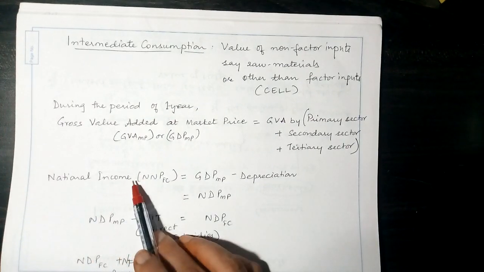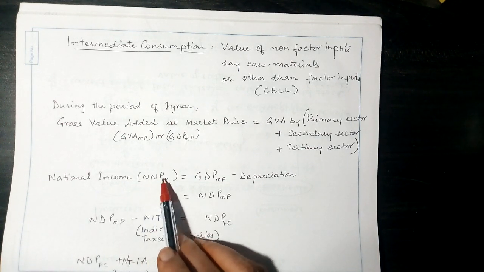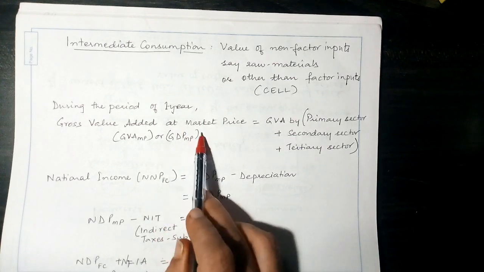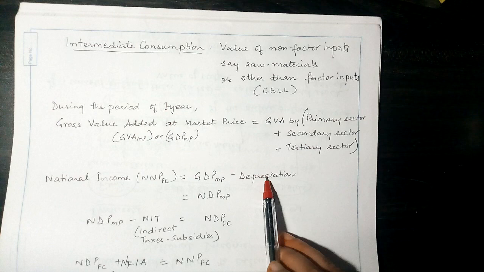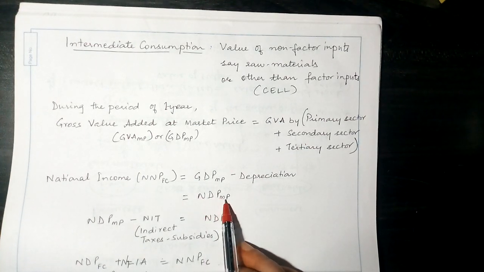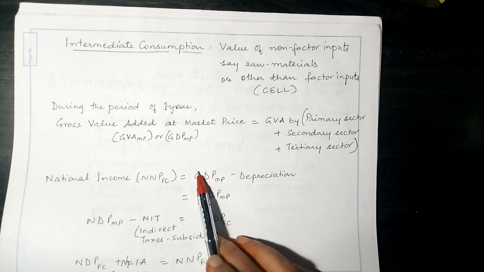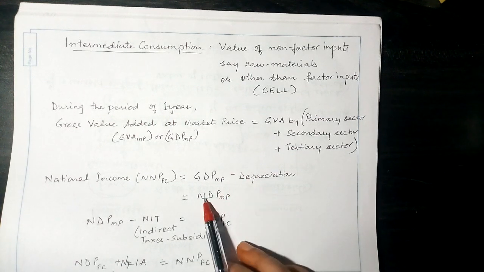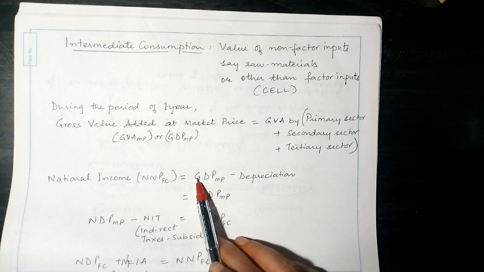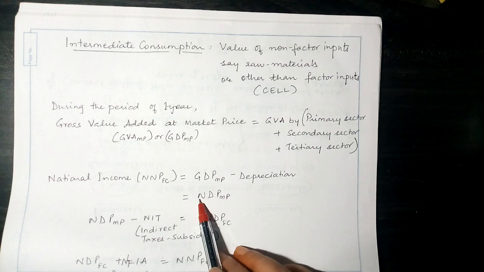Now the national income, which is otherwise called net national product at factor cost, will be equal to the GDP MP that we calculate here minus depreciation, which gives us the net domestic product at market price. Now this gross value minus depreciation would give us net value. We already learned gross value includes depreciation. So if you remove depreciation, we get the net value.